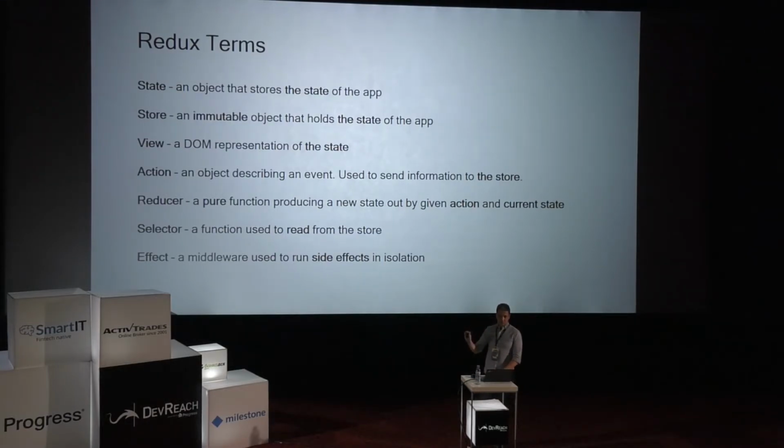The reducers are functions that produce a new state, basically, because our state is immutable. So we invoke a reducer, giving it an action object and the old state, and it returns a new state. A selector is a function that reads from the store. And an effect is a middleware to run side effects. I know that it sounds a bit abstract, but we'll see in practice how it works.